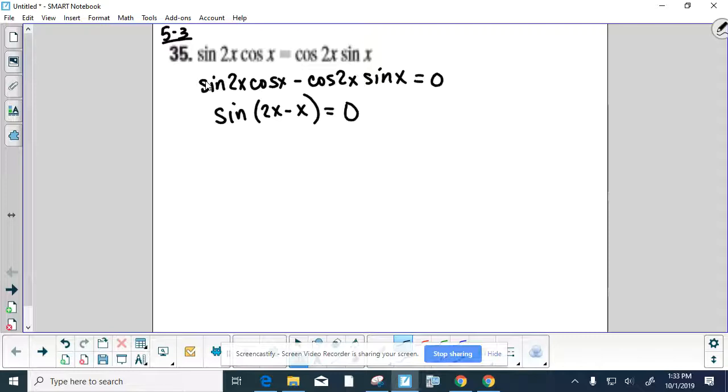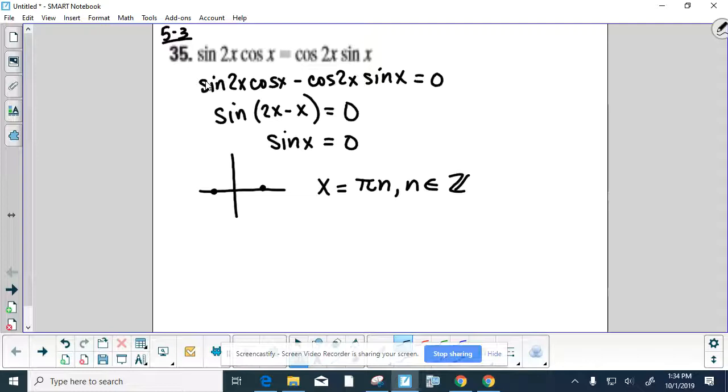Well, what's 2x minus x? So when is that 0? Down here, right, on the x-axis. So if I'm doing the general solution, this is going to be x equals pi n, n an element of the integer set. Now, Ms. White, does it give us an interval or does it say general? Okay, so we're going to do general.